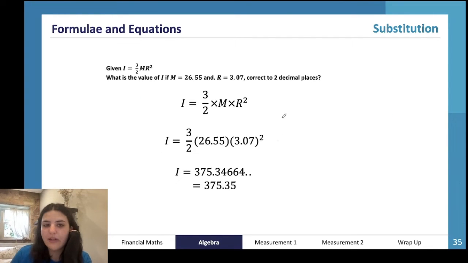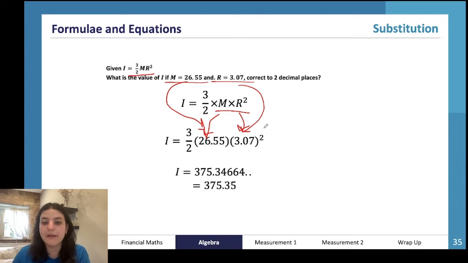All right, so this might look very complicated. Given that I equals 3 over 2 mr squared, what is the value of I if m equals 26.55 and r equals 3.07? This is called substitution. So we've been given an amount and we can see those same letters in our question, all we're doing is placing our numbers where our letters are. So M is equal to 26.55, R is equal to 3.07, and we always place them in brackets.